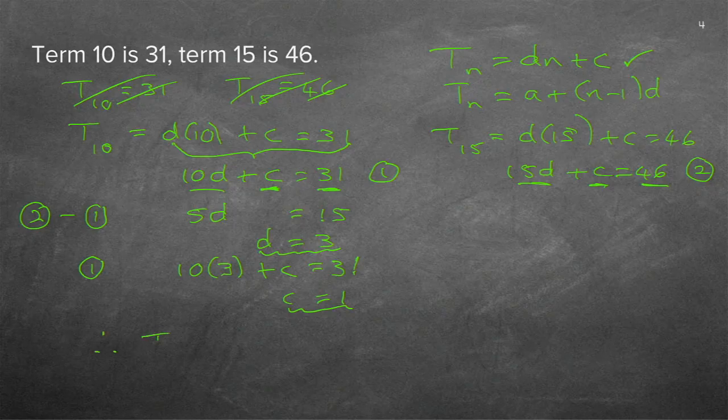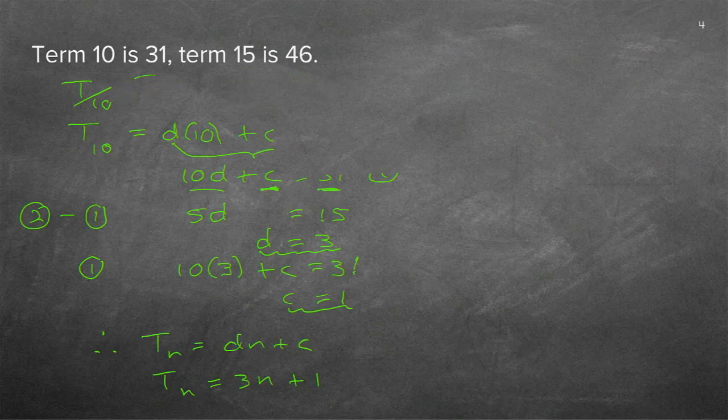Therefore, my Tn, which is actually Dn plus C, I can now rewrite Tn. The D was 3, the C was plus 1. Remember, if it was minus 1, you need to write the minus 1, whatever it was. And there's my formula, and now they can ask you anything on this specific sequence, and you will be able to do it. Good. Let's just get rid of this, so you can go and redo it on your own.